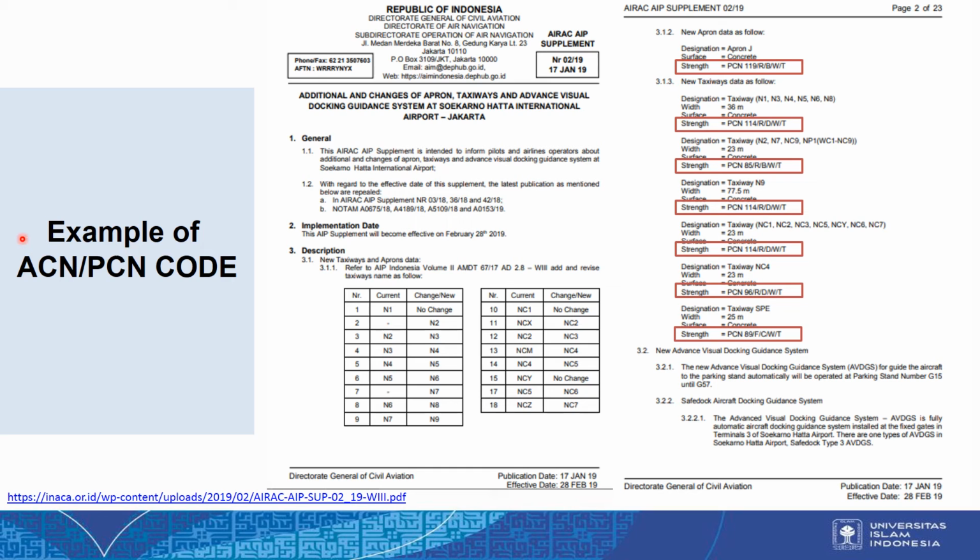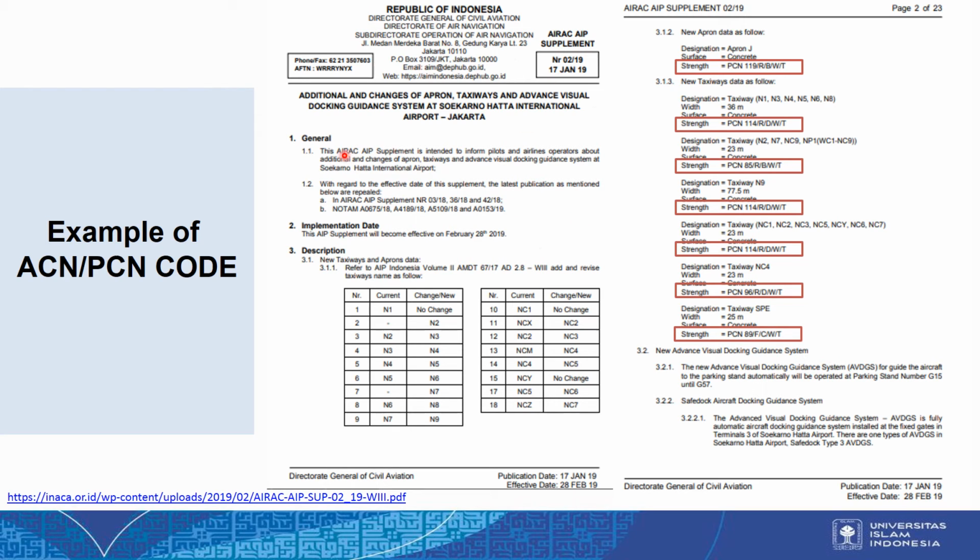And this is the example of the ACN-PCN code in Soekarno-Hatta International Airport in Jakarta. So this file or this document is from this link. If you want to download it, you can download here. And in this file, you can see here the data of Soekarno-Hatta International Airport.